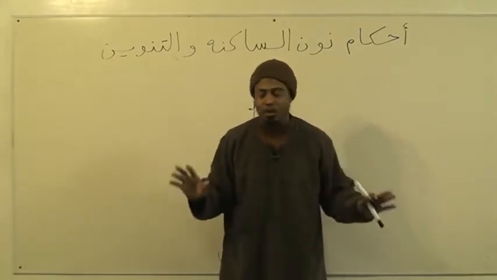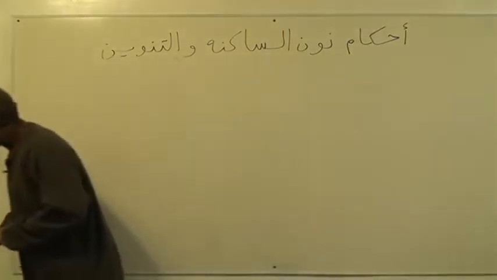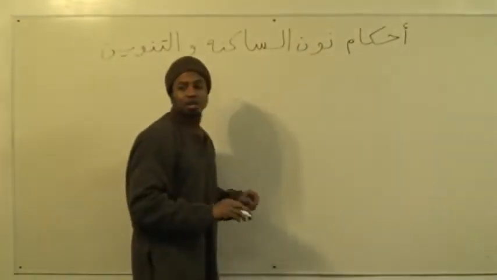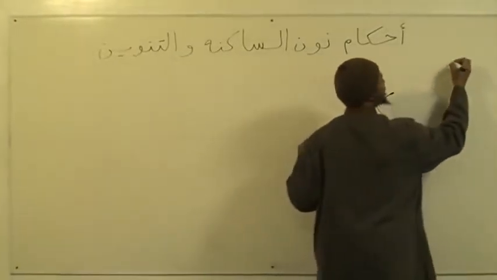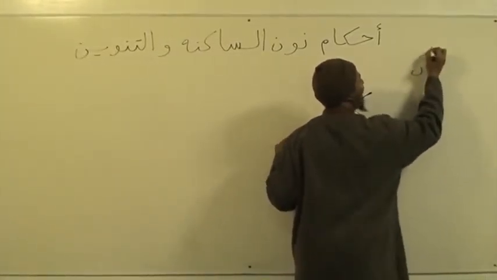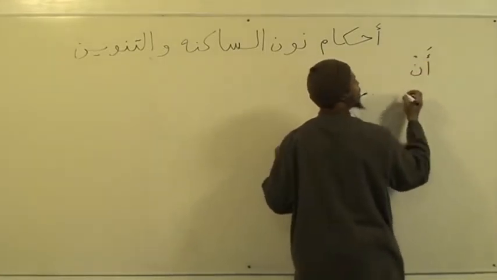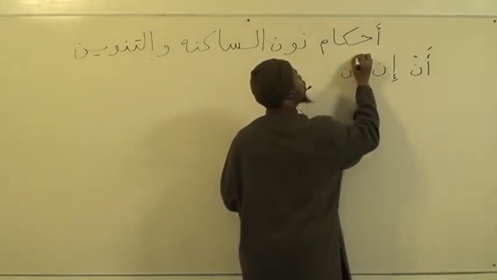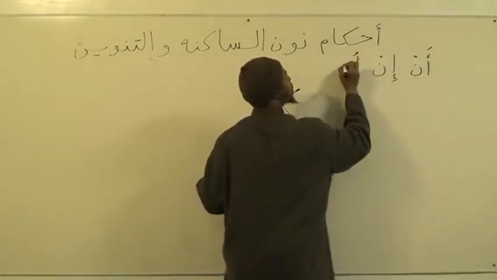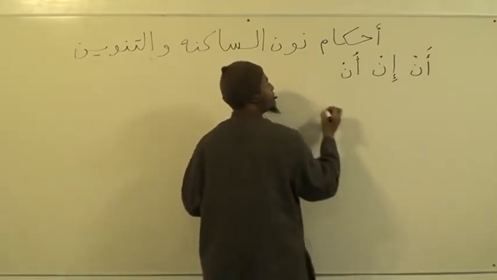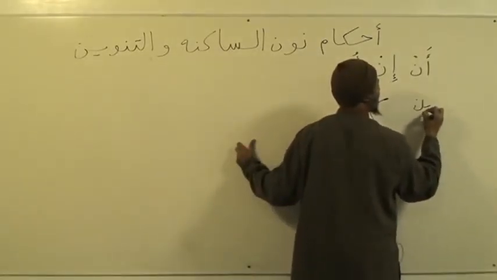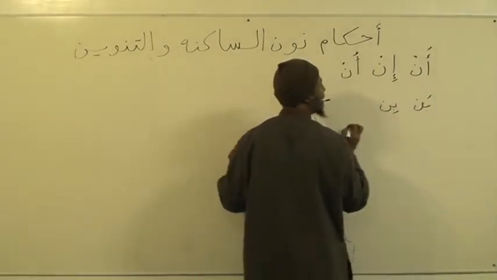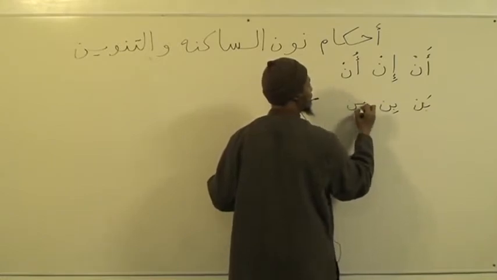Everybody with me? Okay. Going right along, we need to look at all the different types of Noon as-Sakina so that we can look at it. Noon as-Sakina comes after a fatha. So we say an. Say an. It also comes after a kasra. In. Un. These are all Noon Sakina. The next one would be ba. Ben. Bin. Bun.